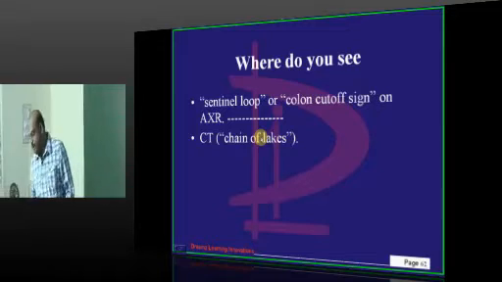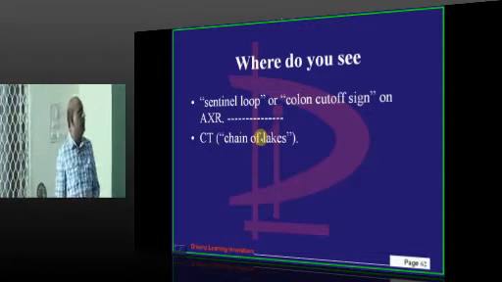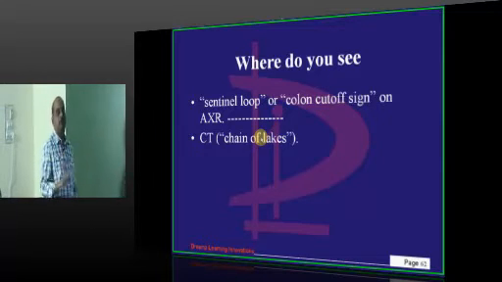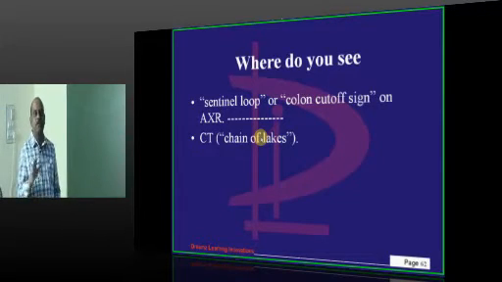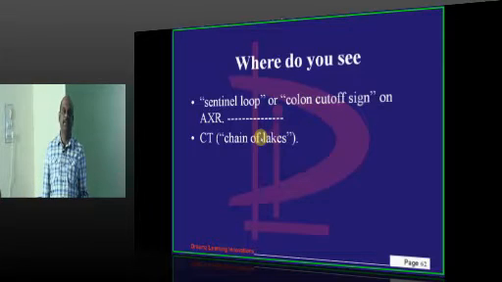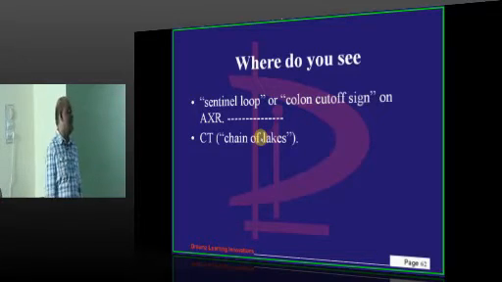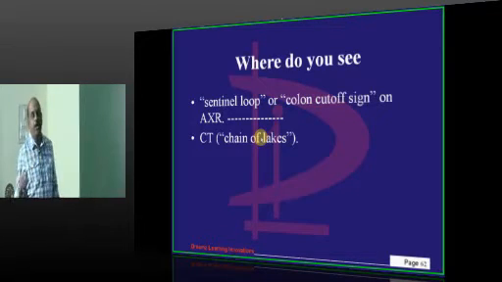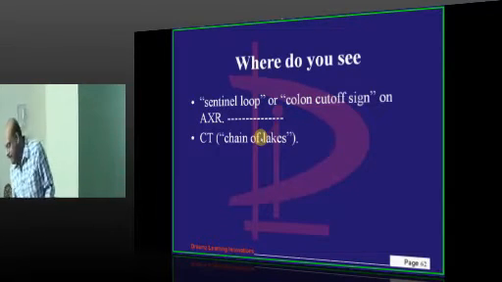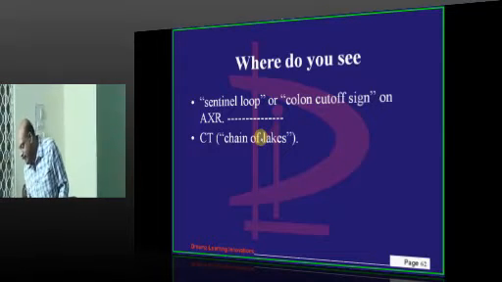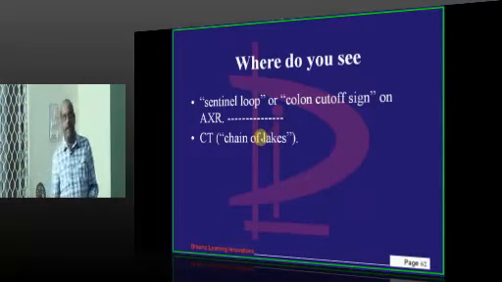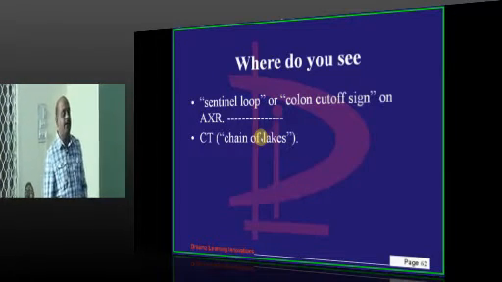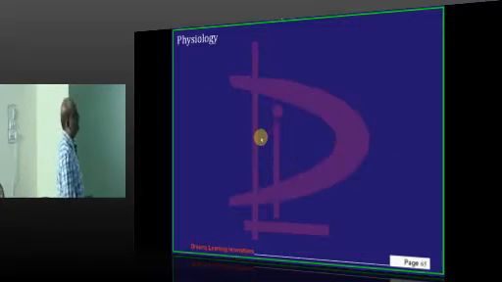Now shoot me an answer, doctor. Sentinel loop, colon cutoff sign, where do you see? And chain of lakes on CT scan, where do you see? Excellent. So we have acute pancreatitis where we see colon cutoff, and chain of lakes is typically seen in chronic pancreatitis. Dr. Anuja from Anantapur, Dr. Siri said carcinoma pancreas, but it is pancreatitis which is much more important to be considered.